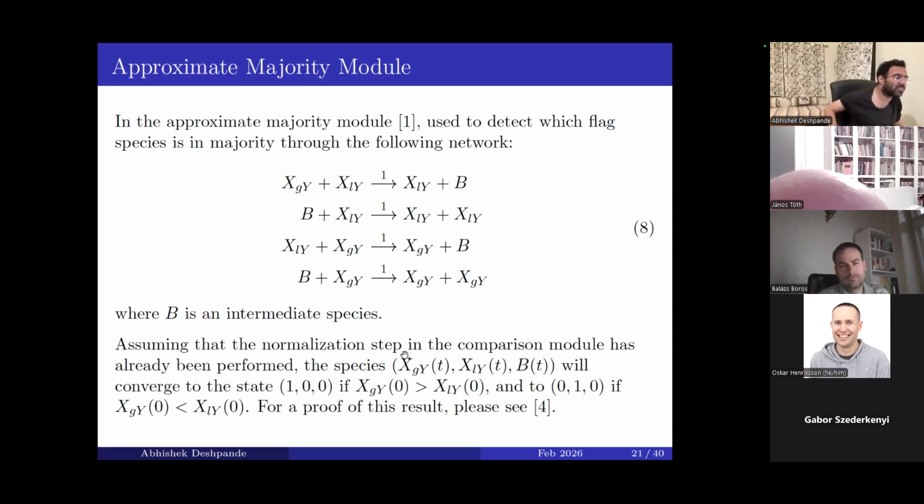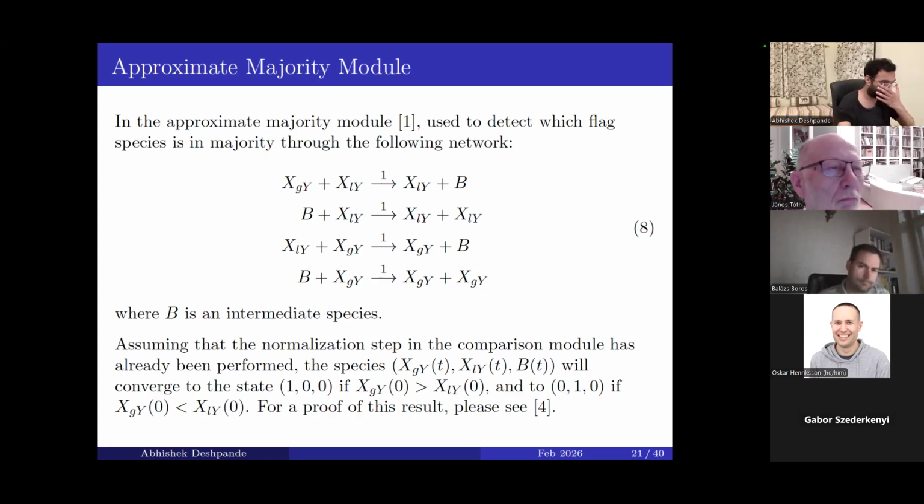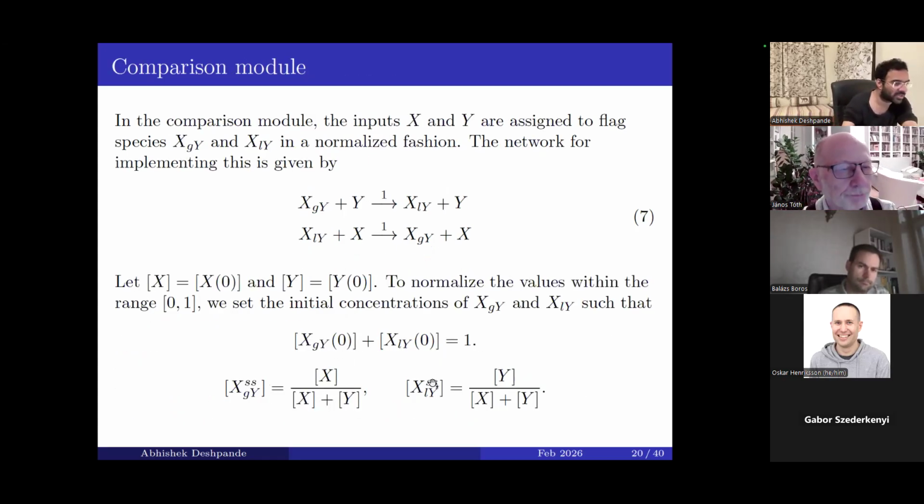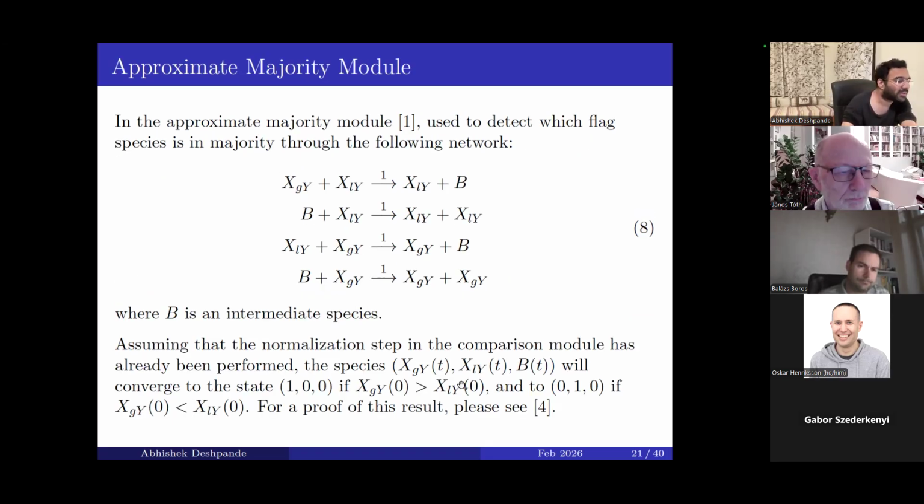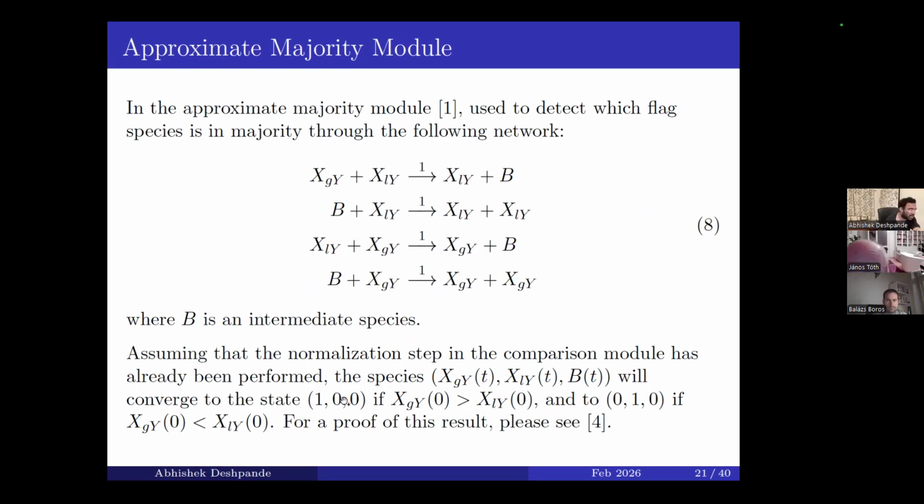So it detects which is in majority. If the species x was greater than species y, which means xgy at steady state was greater than xly at steady state, it assigns xgy to the state 1 and it assigns xly to the state 0. So this is an indicator. For an experimenter, if you observe that xgy goes to 1 and xly goes to 0, you know that x was in majority. And if the other thing happens, which means it's assigned 0, 1, then you know that xgy was less than xly, and y was in majority.